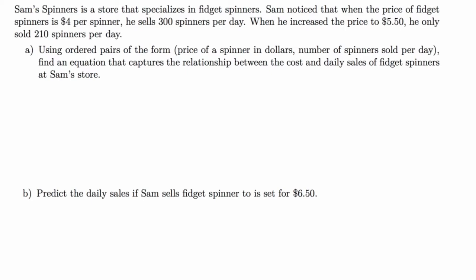Sam's Spinners is a store that specializes in fidget spinners. Sam noticed that when the price of fidget spinners is $4 per spinner, he sells 300 spinners per day. When he increased the price to $5.50, he only sold 210 spinners per day. Using ordered pairs of the form price of a spinner in dollars, comma, number of spinners sold per day, find an equation that captures the relationship between the cost and daily sales of fidget spinners at Sam's store.